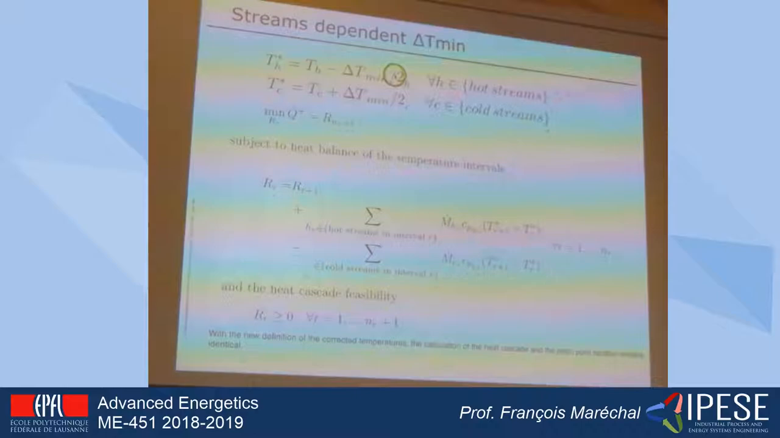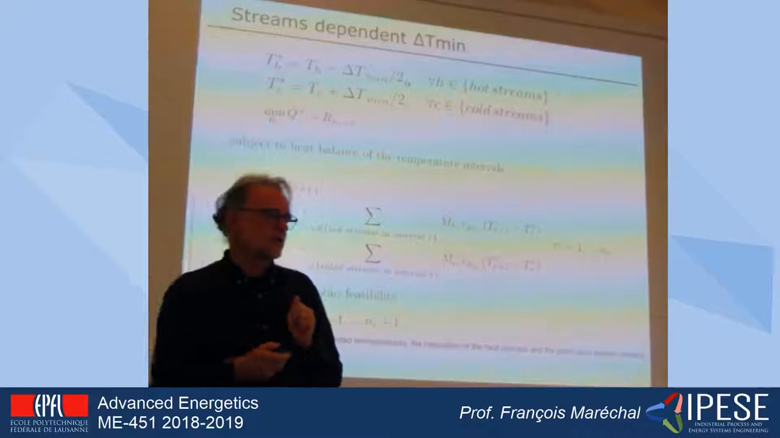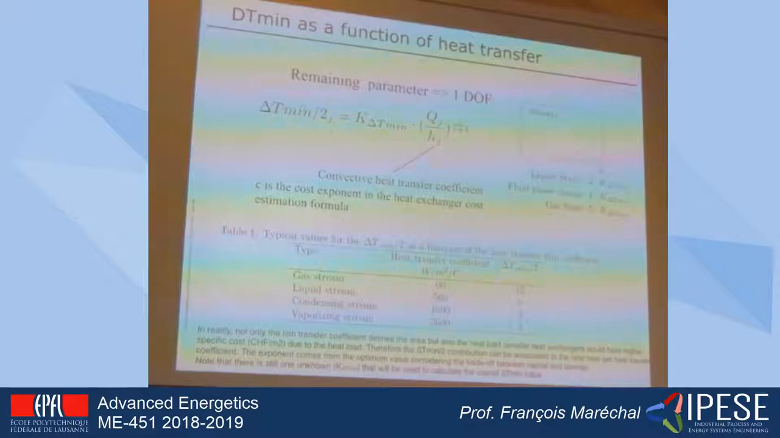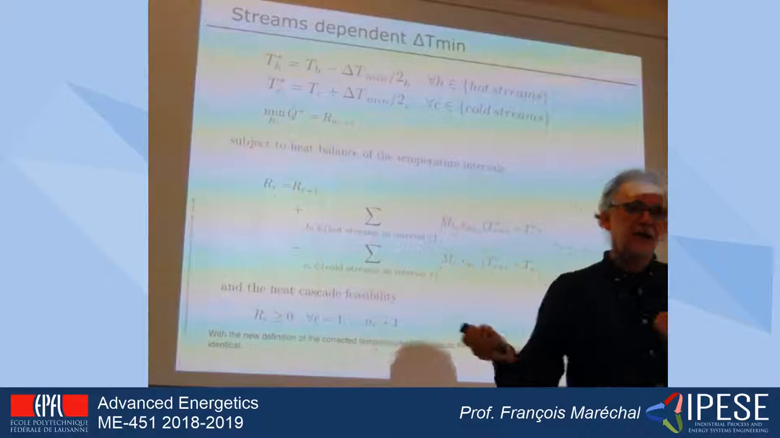So now I have a contribution, a temperature, which is a corrected temperature that depends on the heat load of the heat exchanger and of the heat transfer coefficient, that is calculated by the formula that I have just used here. Okay, so knowing this, then I will calculate a new list of temperatures, and for this new list of corrected temperatures, I can write the heat cascade.